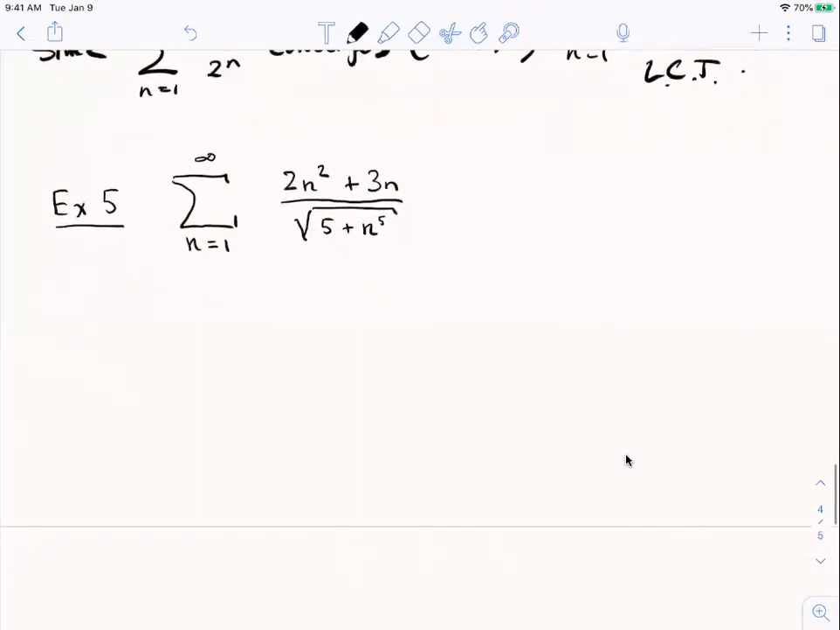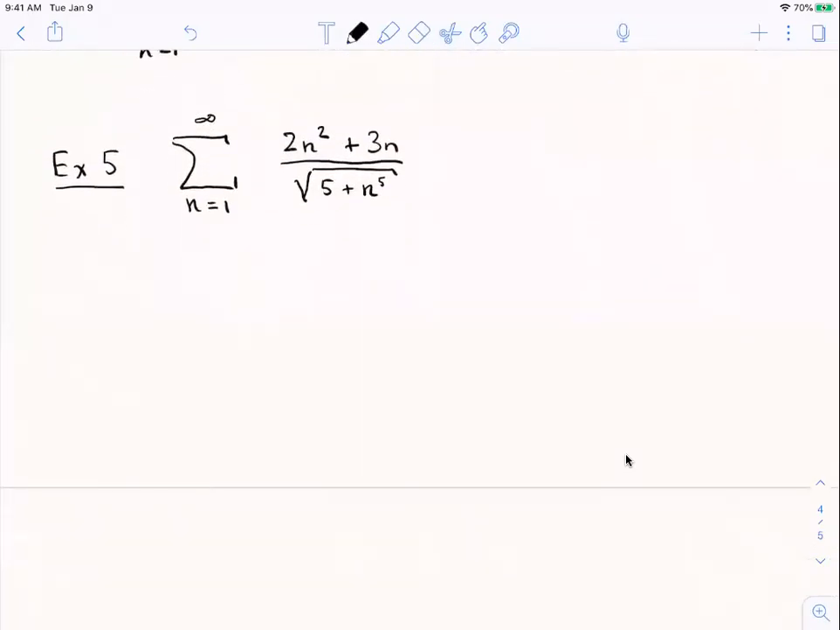You certainly need to know, I mean, the bn's weren't chosen randomly, but you need to know if they converge. All right, so let's do one more example and then we'll call it a day for this, and you can ask me some questions about it in an online Zoom meeting. So here I've got the sum, it's too much to pronounce, really. You can see it: 2n squared plus 3n over the square root of 5 plus n to the 5th.